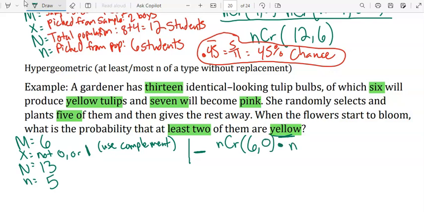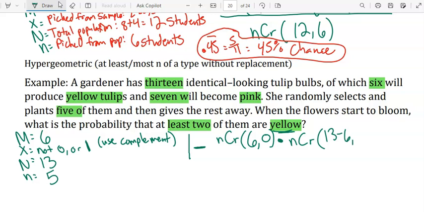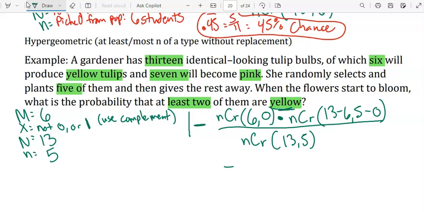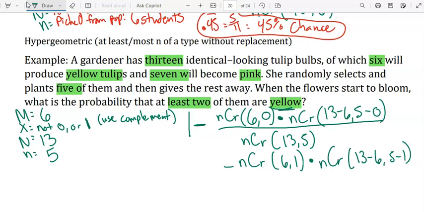times NCR 13 minus 6, 5 minus 0, all over NCR of 13, 5. And then we're also going to subtract that and replace those zeros with ones. NCR of 6, 1 times NCR of 13 minus 6, 5 minus 1, all over NCR of 13, 5.